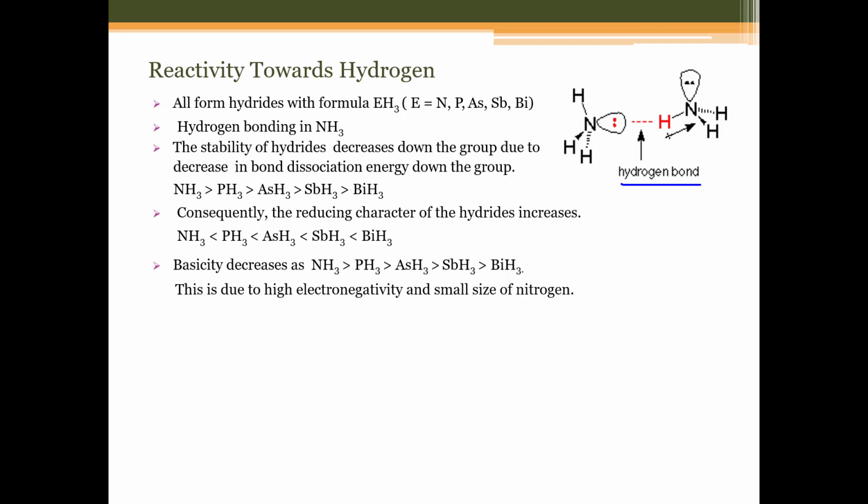This is due to the small size and high electronegativity of nitrogen. The stability of hydrides decreases down the group due to decrease in bond dissociation energy down the group, that is from ammonia to bismuthine. This is because the central atom E increases in size down the group, due to which the E-H bond becomes weaker and the stability of hydrides decreases down the group. Consequently, the reducing character of the hydrides increases from ammonia to bismuthine. Talking about the basicity, it decreases from ammonia to bismuthine. This is due to the high electronegativity and small size of nitrogen.